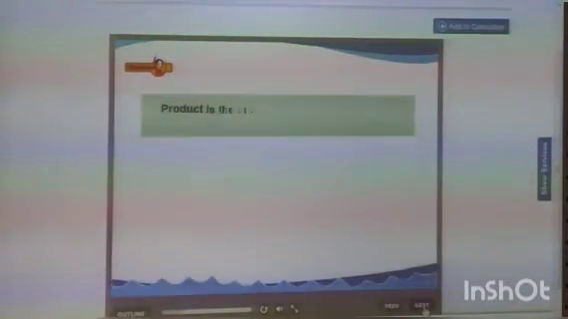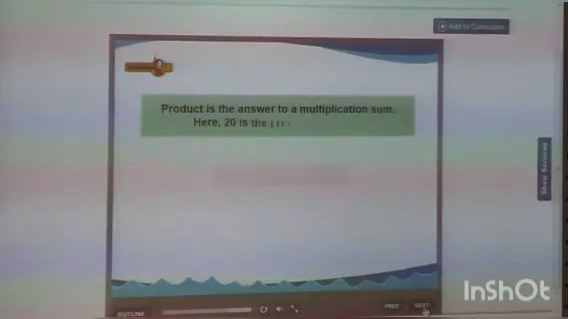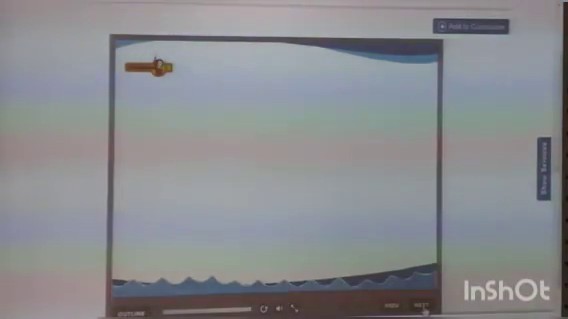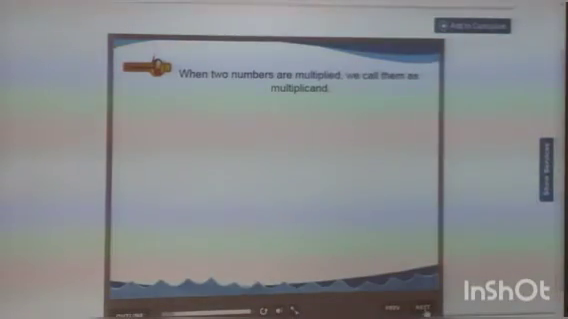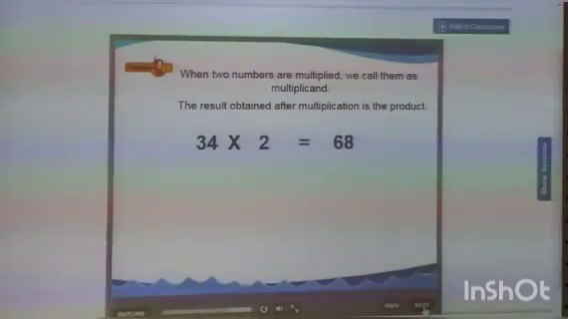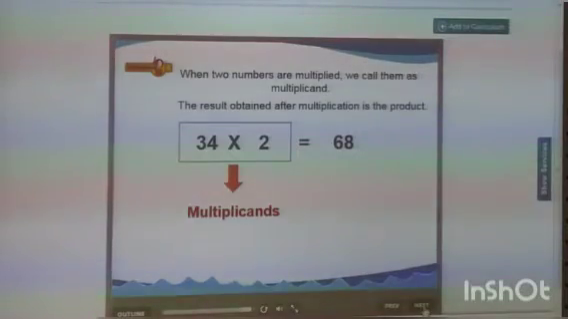Product is the answer to a multiplication sum. Here, 20 is the product of 4 and 5. When two numbers are multiplied, we call them multiplicands. The result obtained after multiplication is the product. Here, 2 and 34 are multiplicands and 68 is the product.